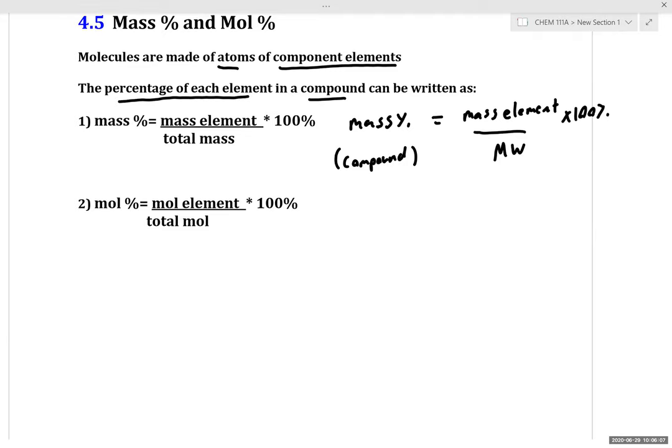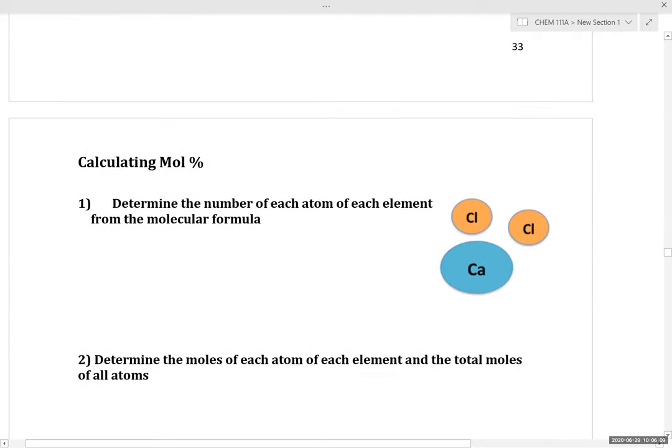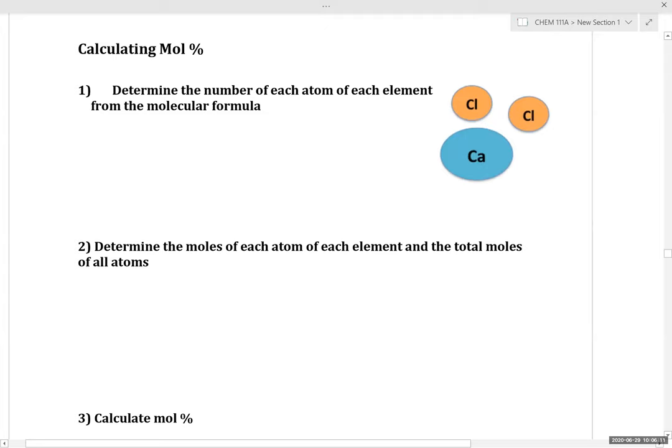Well, that's nice, but how can we actually use that? Let's talk about how we calculate mole percent first, since it's a little bit easier to calculate. First, we're going to determine the number of atoms of each element from the molecular formula. Suppose that we're looking at calcium chloride.